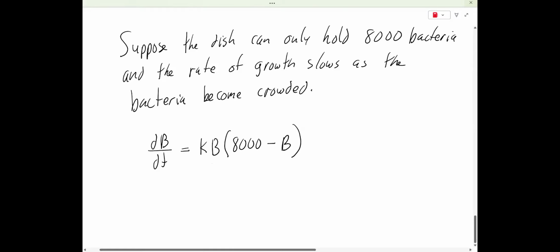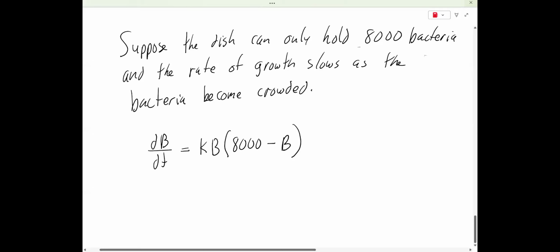But as you get closer to 8,000, let me say it this way: when B is 8,000, what's the rate of growth? If B is 8,000, it's 0, right? Because that's the capacity of the dish. There's no more room, so they're not multiplying anymore, because they're all crowded together and there's not enough resources for them to eat to multiply.